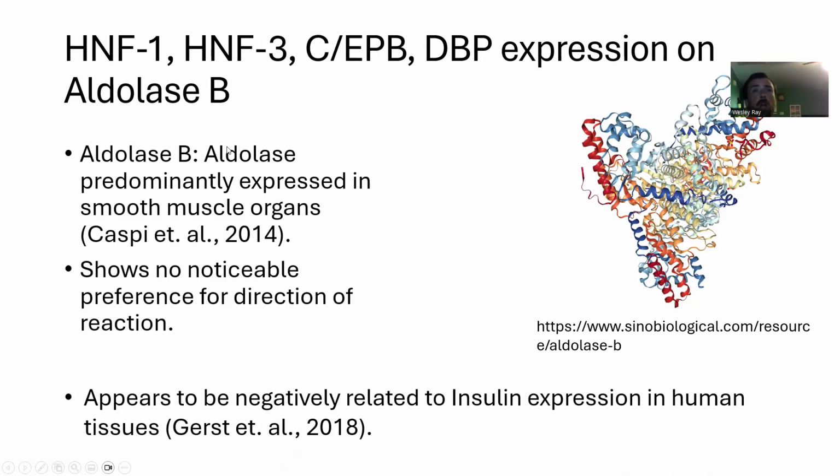Aldolase B, predominantly expressed in smooth muscle organs. Okay, it shows no noticeable preference for the direction of reaction. So, in tissues that we're looking at, usually in vitro, there seems to be no preference for aldolase as far as its participation in glycolysis or gluconeogenesis, specifically aldolase B. It is negatively related to insulin expression in humans, apparently, which I think is interesting.